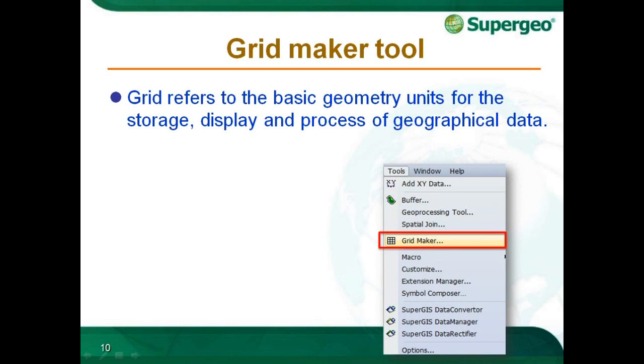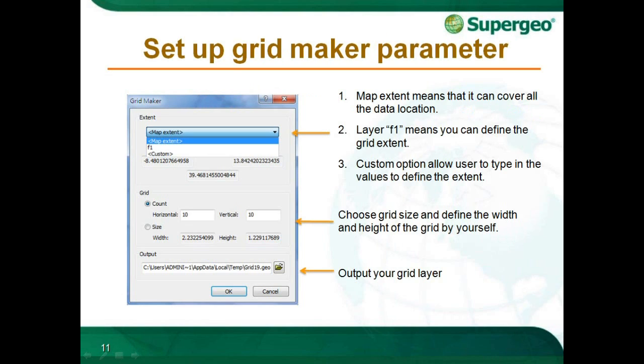The following are the steps you can take to add a reference to your map layout using the grid layer as the background. Grid refers to the basic geometry unit for the storage, display, and processing of geospatial data and for manipulating data. Grids are also used for mapping and positioning. That's the Grid Maker function window, as you can see.